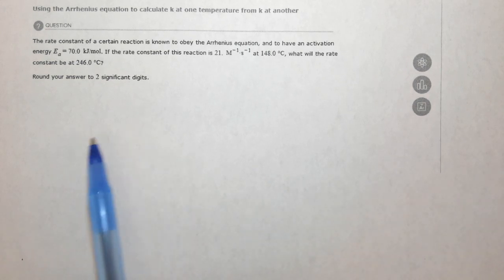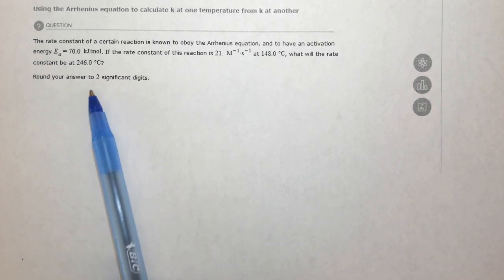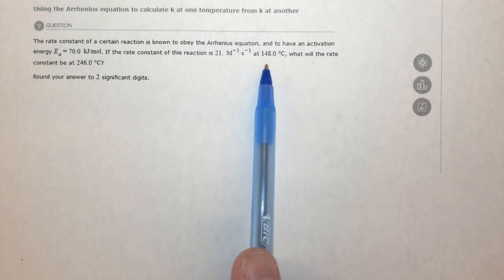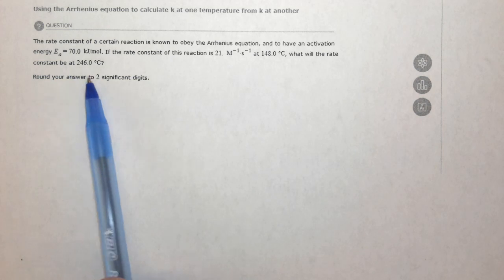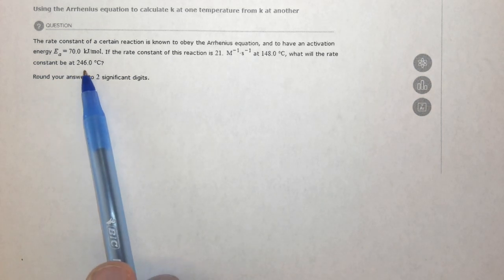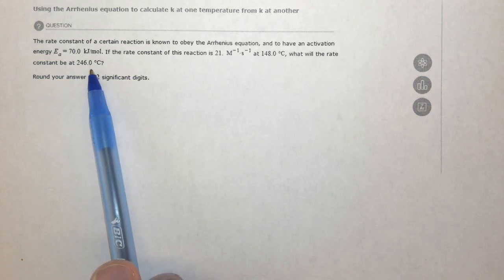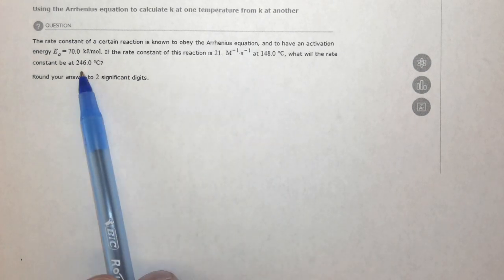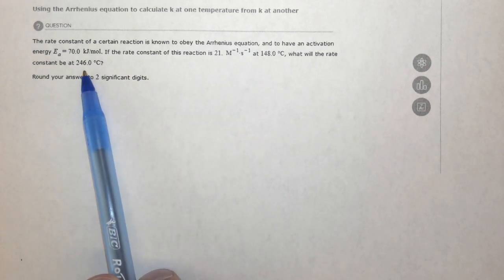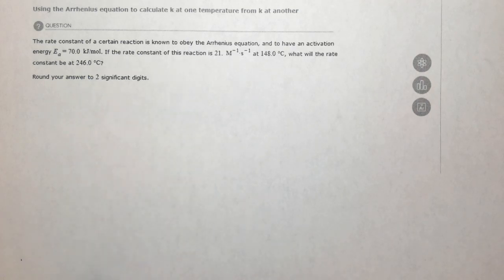So essentially, we have two reactions with two different rate constants. The temperature affects the rate constant, so at 148 degrees C, this is the rate constant, and we want to know what the rate constant would be at 246 degrees C. We can assume that it will be higher than this number, because the reaction will proceed more quickly at the higher temperature, but we don't know exactly what it is, so we need to use the Arrhenius equation. Actually, we need to use two of them to figure this out.